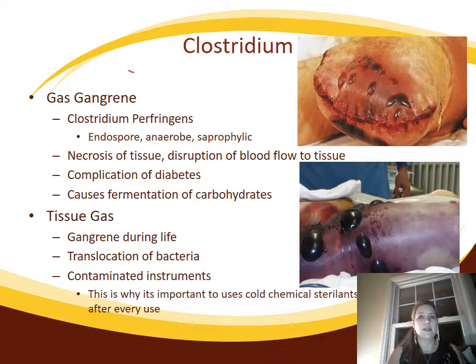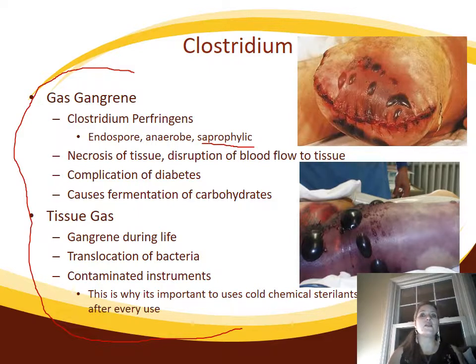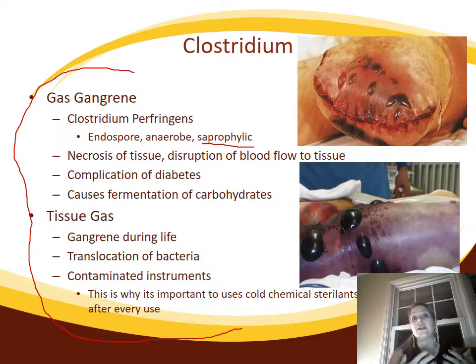Clostridium also causes, like I said, our arch nemesis. Okay, gas gangrene. Gas gangrene and tissue gas are both caused by Clostridium perfringens. This is an endospore, anaerobic, and saprophytic contamination. What happens is that the tissue itself starts to die because there's a disruption of blood flow to the tissue. It also often happens as a complication from diabetes because diabetes will interrupt the blood flow to a particular area.